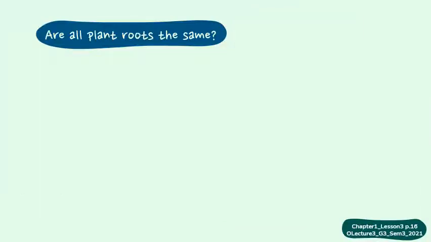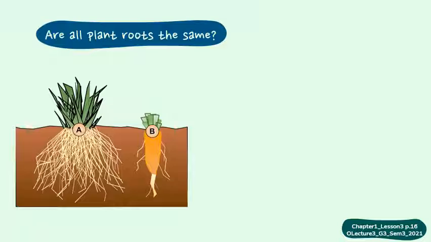Here is another question. Look at plants A and B. Indicate the type of the roots that plant A has. Taproots, fibrous roots, or storage roots? The roots of this plant look like hair. Excellent. So this plant has fibrous roots. Good job. Plant B is a carrot. This is the carrot plant.